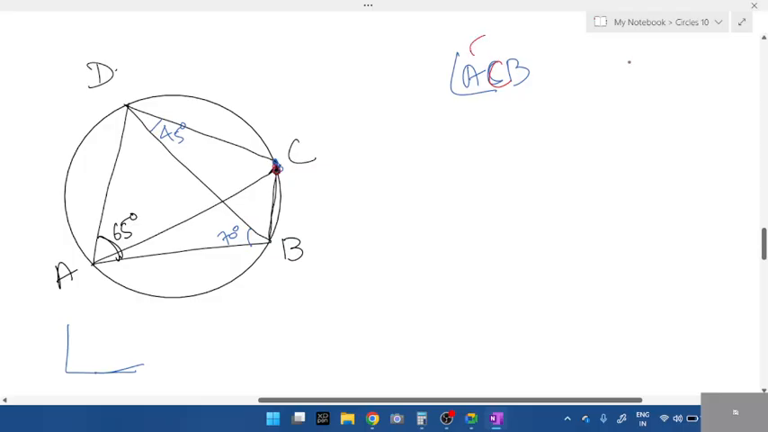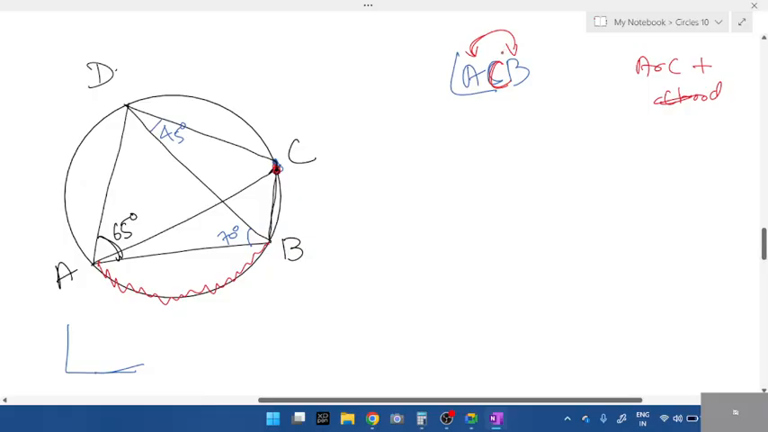What is a segment made up of? Arc plus chord. What is the chord here, students? AC is one chord and BC is another chord, right? What is the arc here? Which is the arc? Not CB. AB. For ACB, C is the angle, AB is the chord.